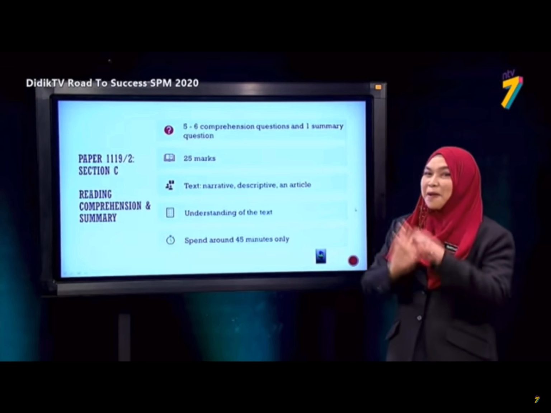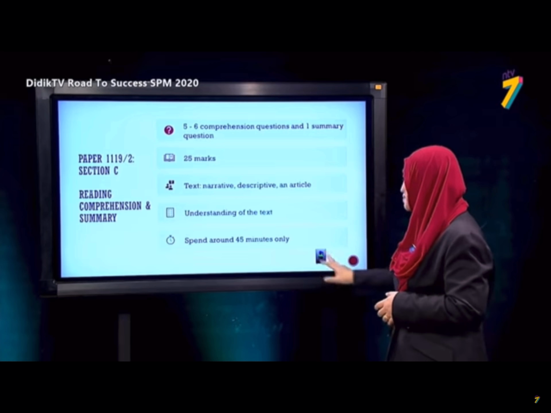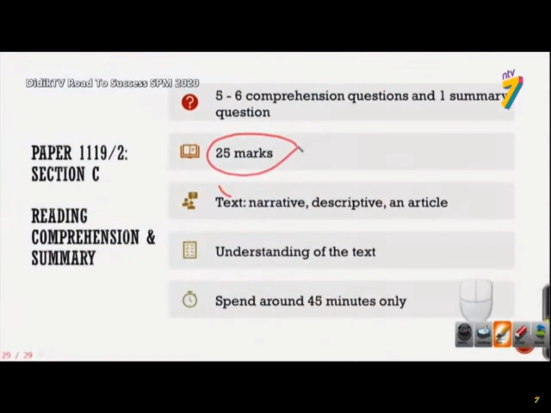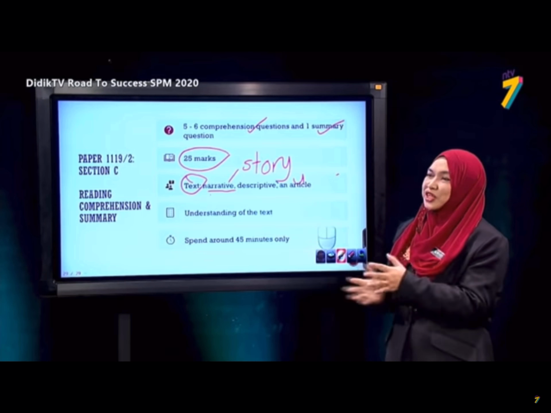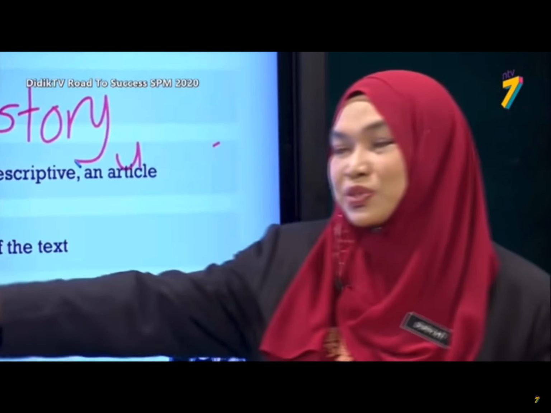Section C. Pay attention to this because this has the most marks in paper 2. 25 marks. A lot in paper 2. So we have comprehension and we have summary. The latest pattern in SPM questions, they give you a text in the form of a narrative. What does it mean by narrative? Narrative is another word for story. They give you a story. You read the story. You have to answer the questions.